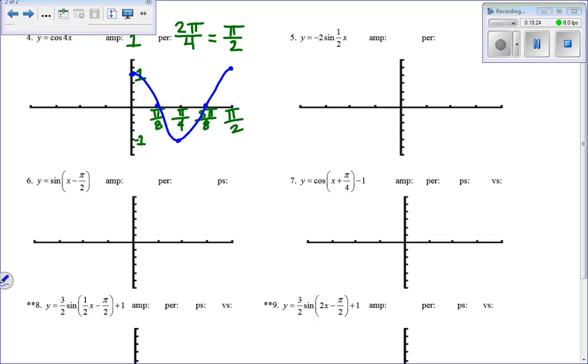Best reaction ever, Oliver. All right, going the other way. Just make sure you label these so I know as you're going what your interval actually is.